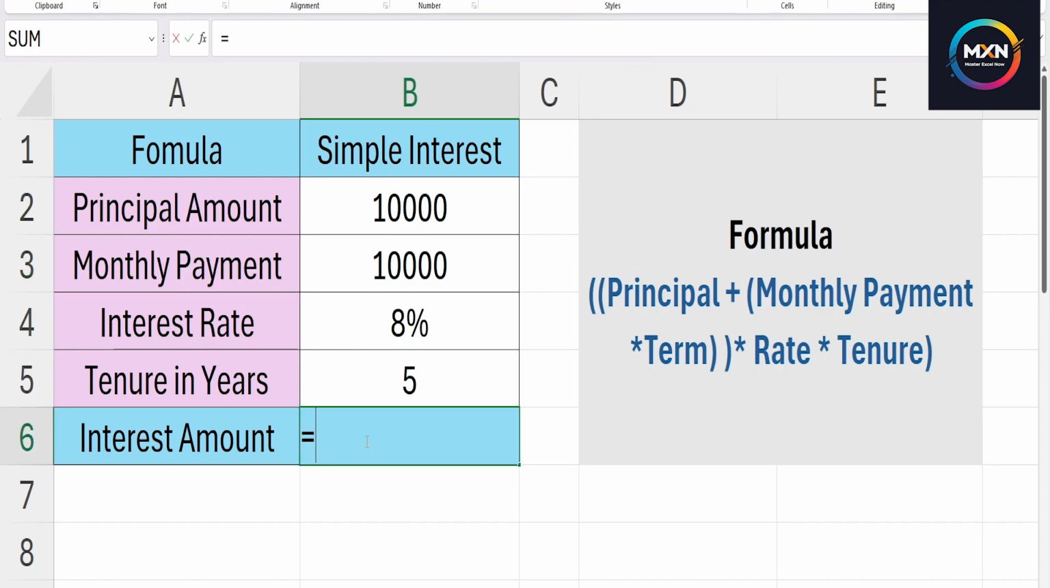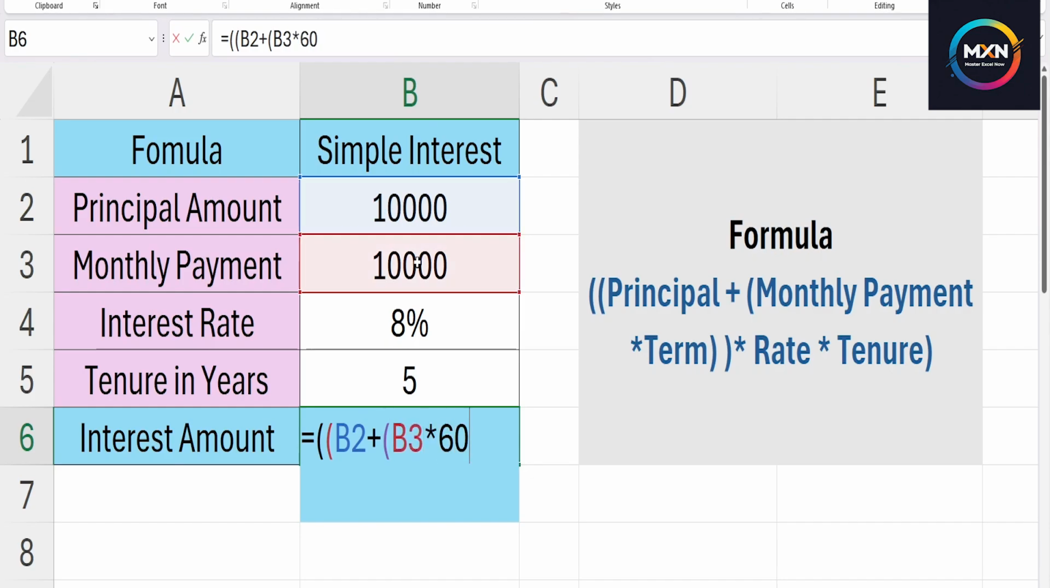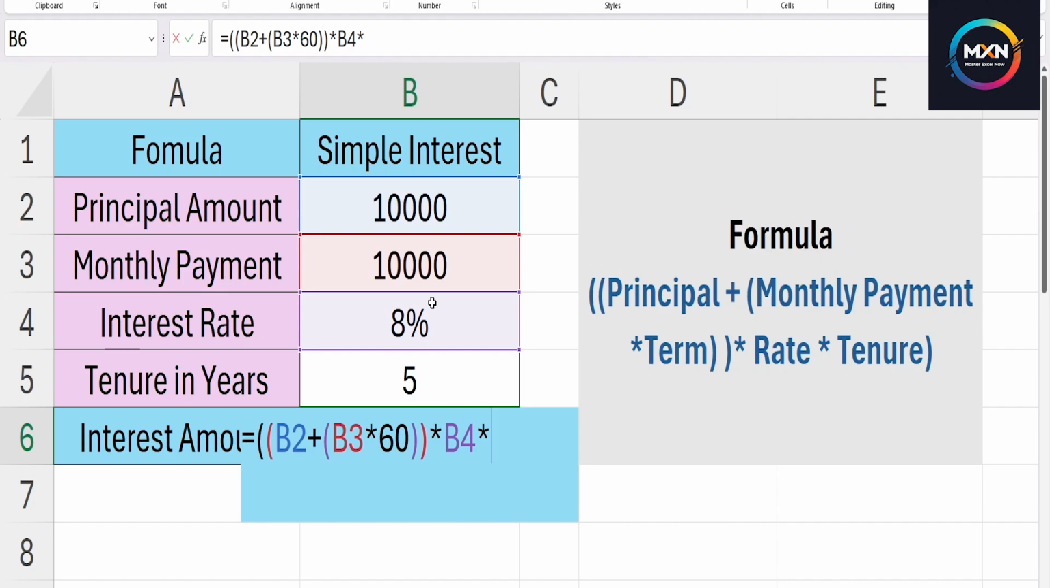How do we do that is equals to brackets open 10,000, which is B2 plus brackets open 10,000 into 60. So total investment is 61 months. The first payment that we did and 60 months consecutively thereafter. Once we've done that, we close the bracket, multiply it by interest and the term. Term is 5 years. Because we've already entered 60 here, so term will be in years, 5 years, and close the bracket here and then hit enter.